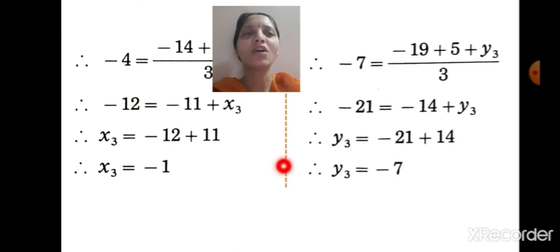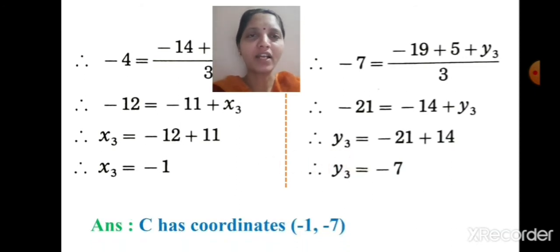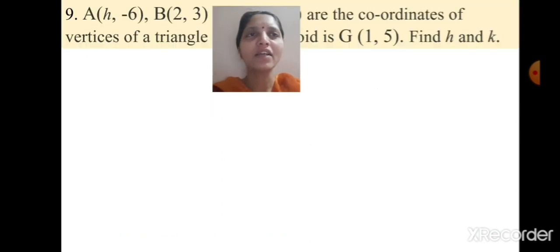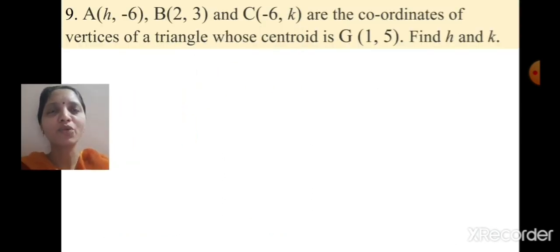So these are the coordinates of point C. So let's write the final answer. C has coordinates -1 comma -7. Okay, I hope you all are understanding this. Now let's see the next question.